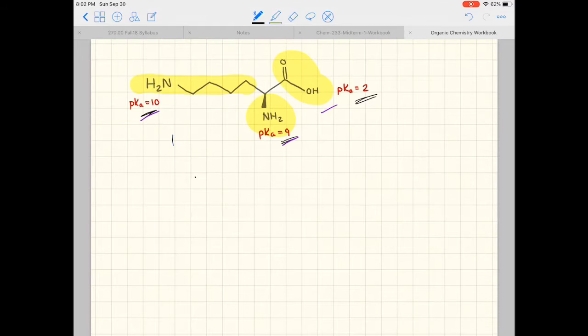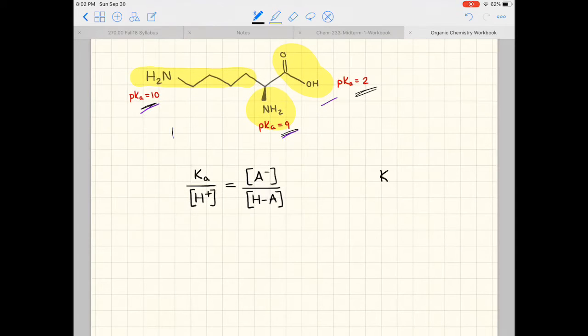The second method is using the formula Ka over the hydrogen concentration is equal to the concentration of A minus over the concentration of acid. Now this is derived from products over reactants.